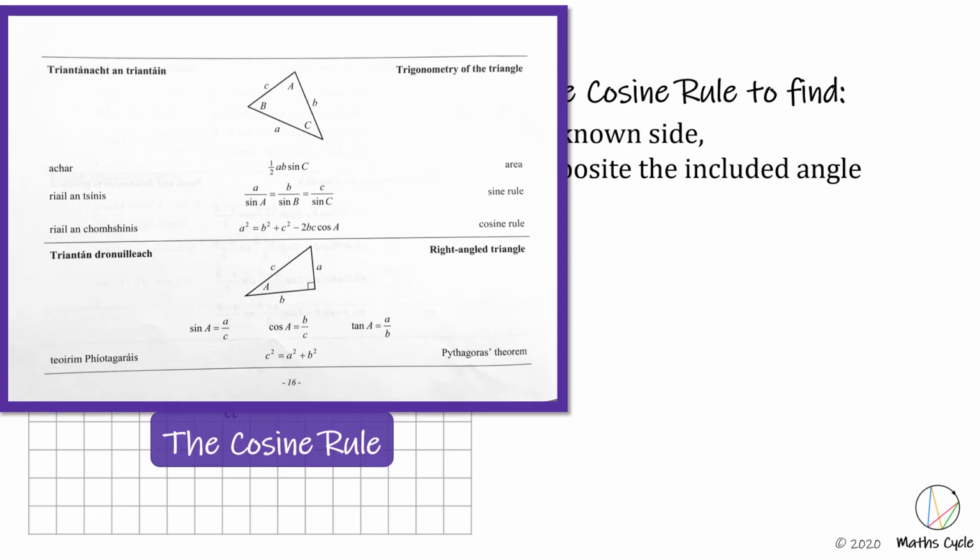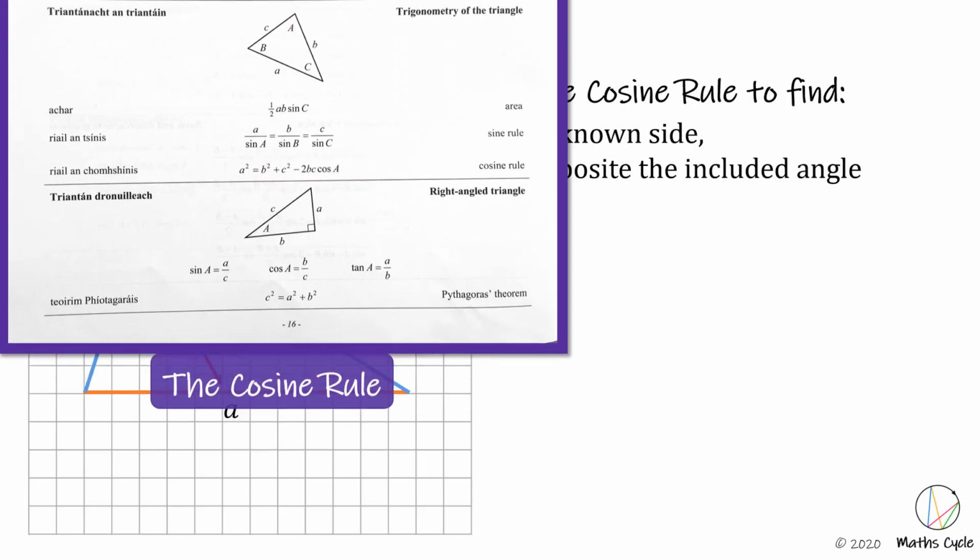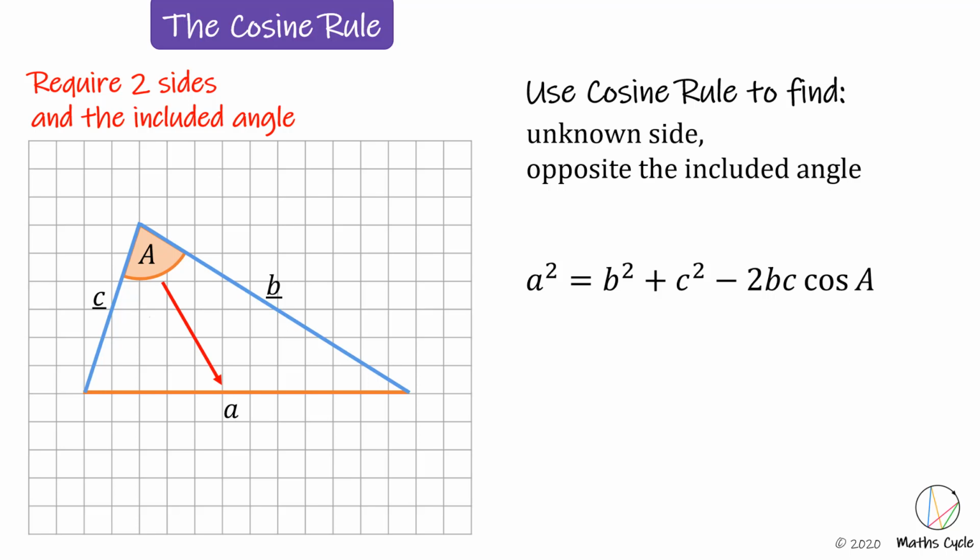If you look at the diagram, we have the two sides C and B with the included angle A opposite the side A. What the cosine rule tells us is that the side A squared equals B squared plus C squared minus 2BC cosine A. So, A is the unknown side opposite the included angle. B and C are the two sides, and they sub into the formula in 4 different places. And then the angle A is the included angle. Okay, so that is your cosine rule.